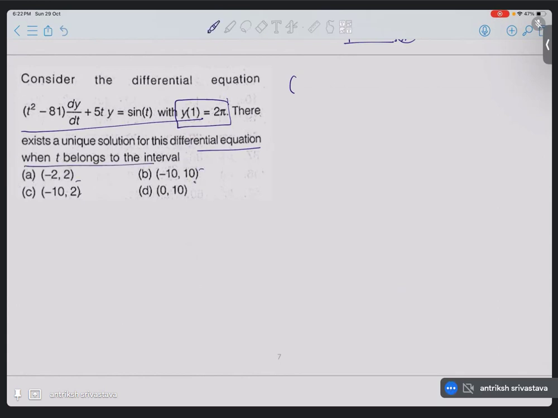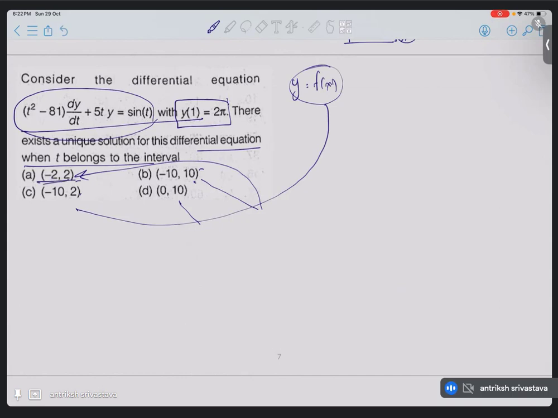So they are saying basically that this differential equation will provide us a solution y is equal to f(x). That solution is going to be valid in which of the following ranges. So minus 2 to 2 is like on the line minus 2 to 2. Within this range, this solution is going to be valid. Minus 10 to 10, within this range, this solution is going to be valid. Okay, so something like this we have to find out.